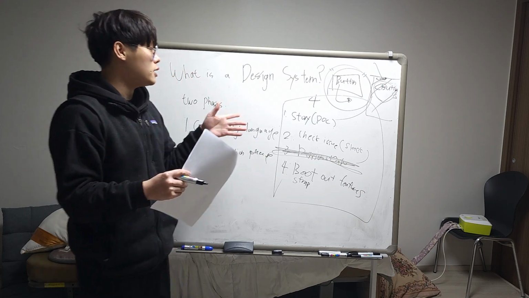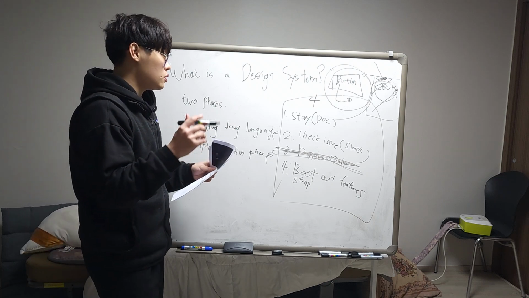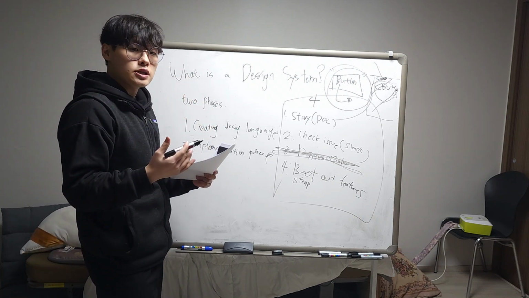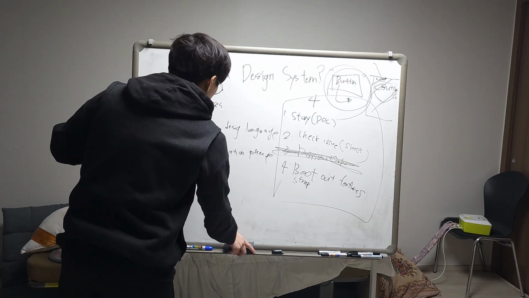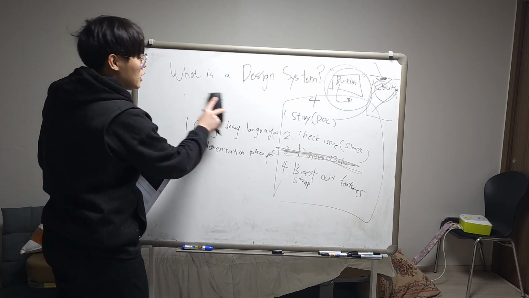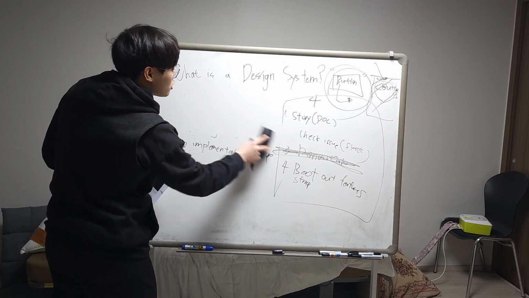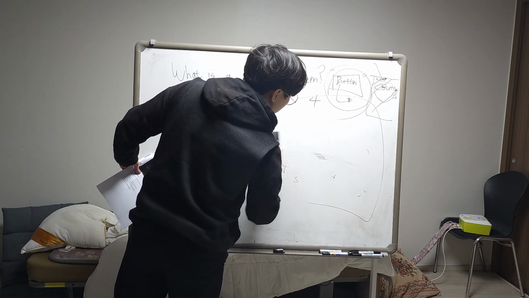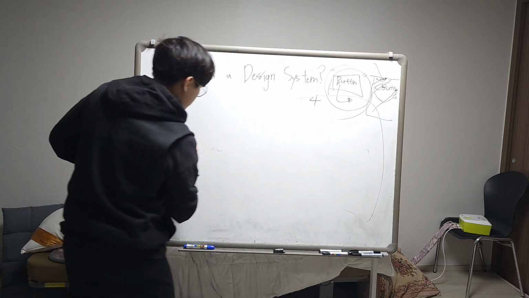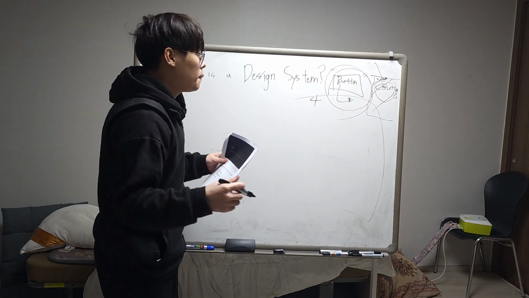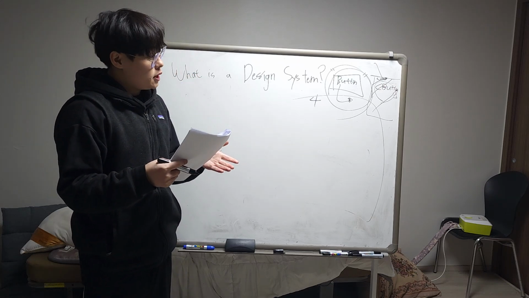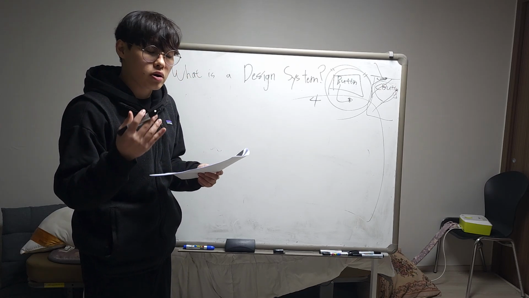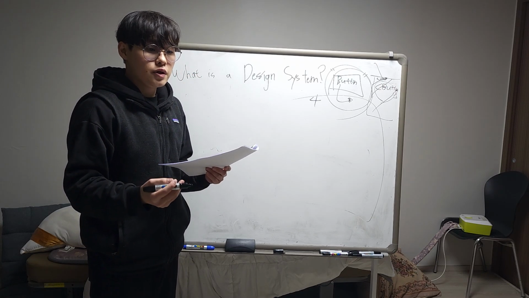And also, from the engineer's view, the reason why the design system is harsh is because you don't really have a background of the design system in terms of engineering. So how to implement a design system is really another problem when we're trying to deal with it.